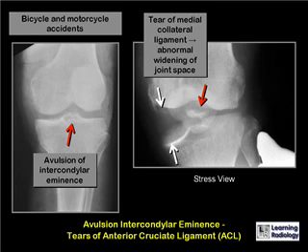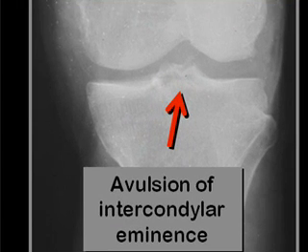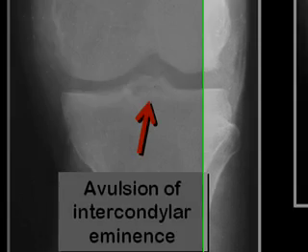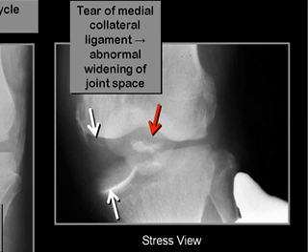This is an example of an avulsion of the intercondylar eminence, which is associated with tears of the anterior cruciate ligament. The frontal view shows the avulsion fracture of the intercondylar eminence, the red arrow, and on this stress view, we can see marked widening of the medial joint space, plus there is distraction of the tibial spines, indicating that there's a tear of the medial collateral ligament. These tend to occur in bicycle and motorcycle accidents.